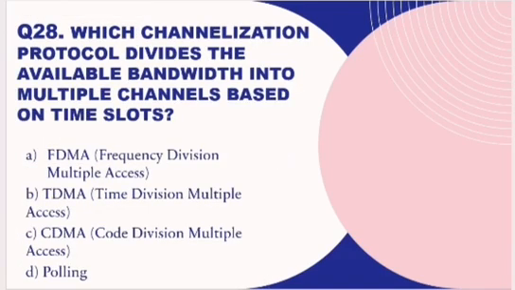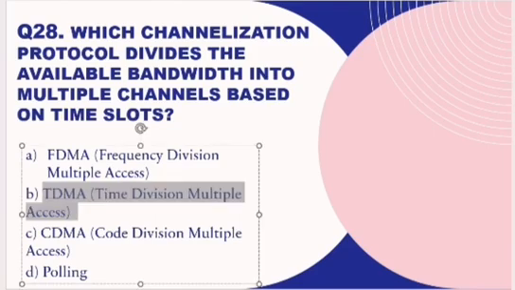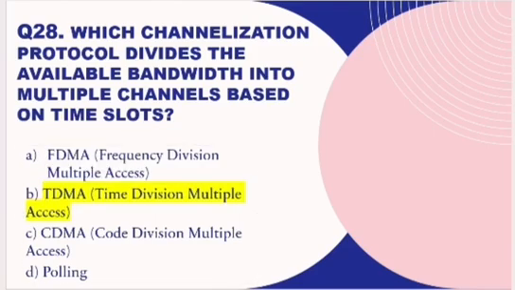Moving on to the next question. Which channelization protocol divides the available bandwidth into multiple channels based on time slots? Option A, FDMA. Option B, TDMA. Option C, CDMA. Option D, polling. I hope you all have paused the video and guessed the answer right. So the correct answer for this question is option B, TDMA, Time Division Multiple Access.